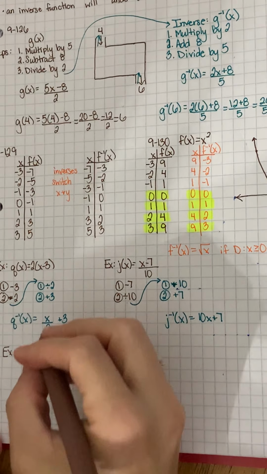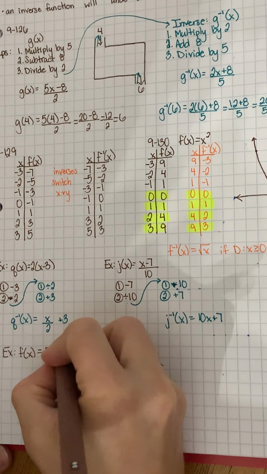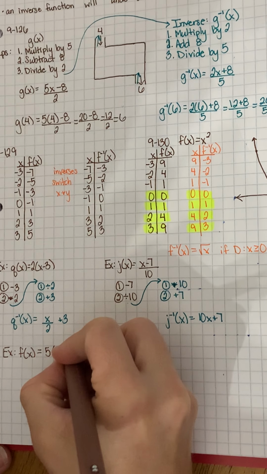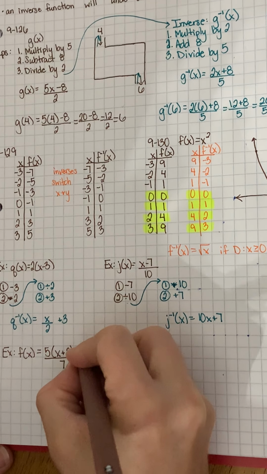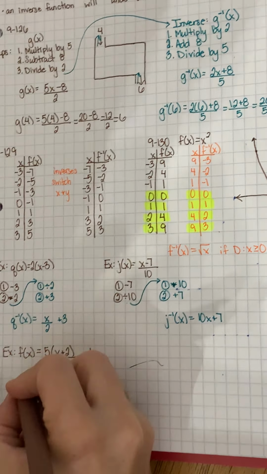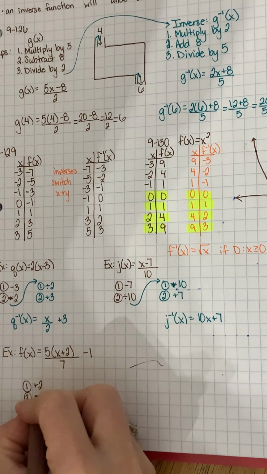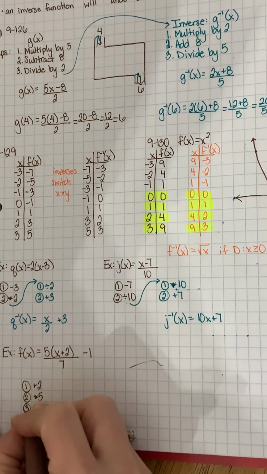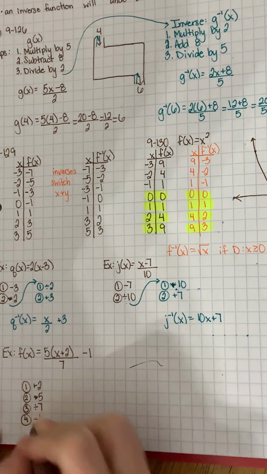F of x is equal to 5 parentheses x plus 2, that whole thing divided by 7, and then a minus 1 outside. So if I knew x was some number, I would plug it in, I would add 2. Whatever I got there, I would then multiply by 5. Whatever I got there, I would then divide by 7. And then whatever I got there, I would subtract 1.